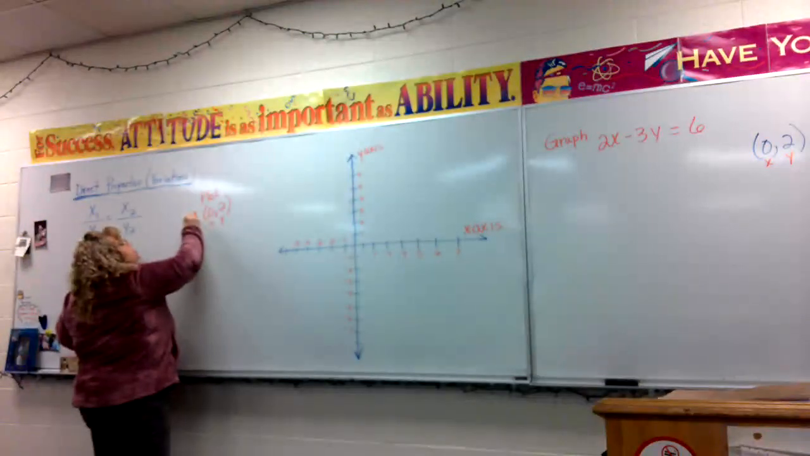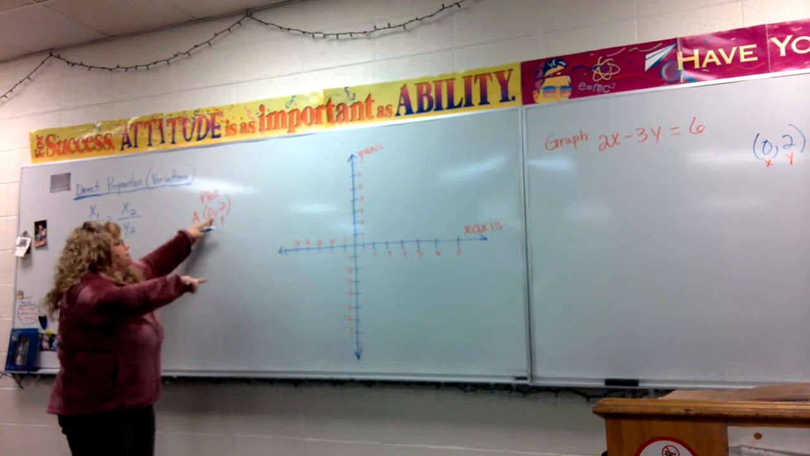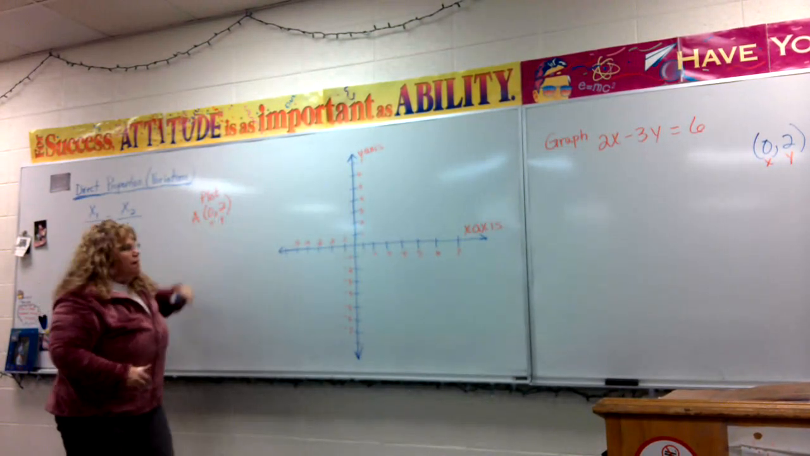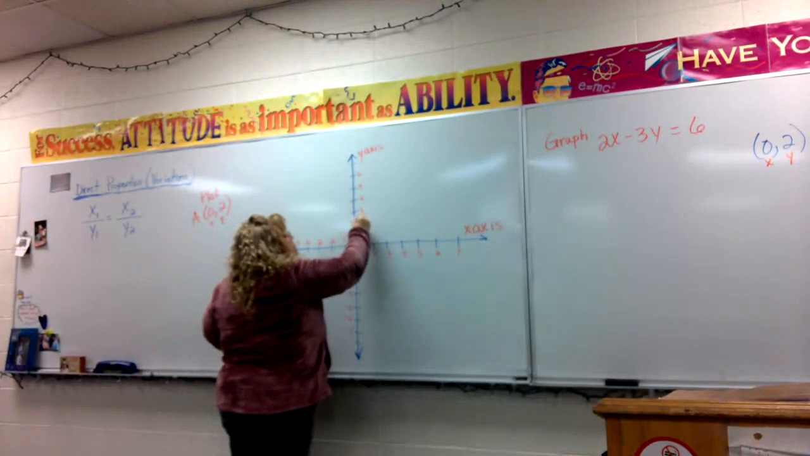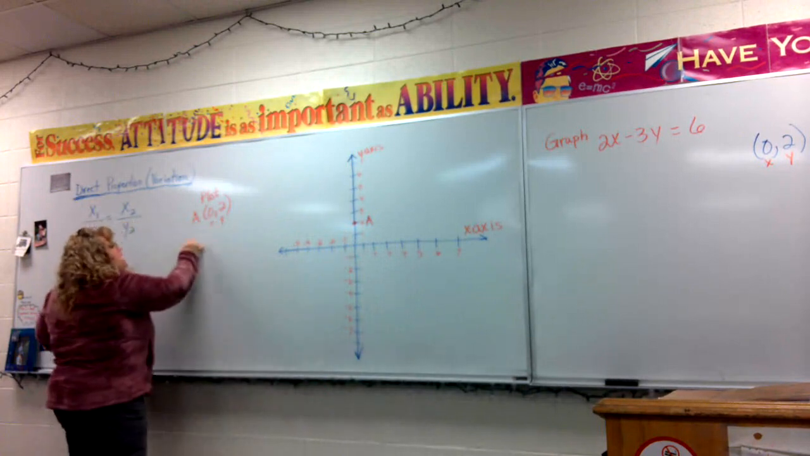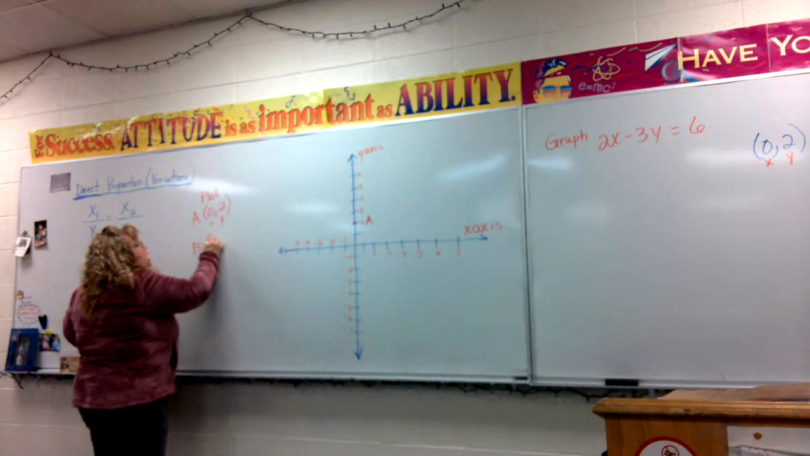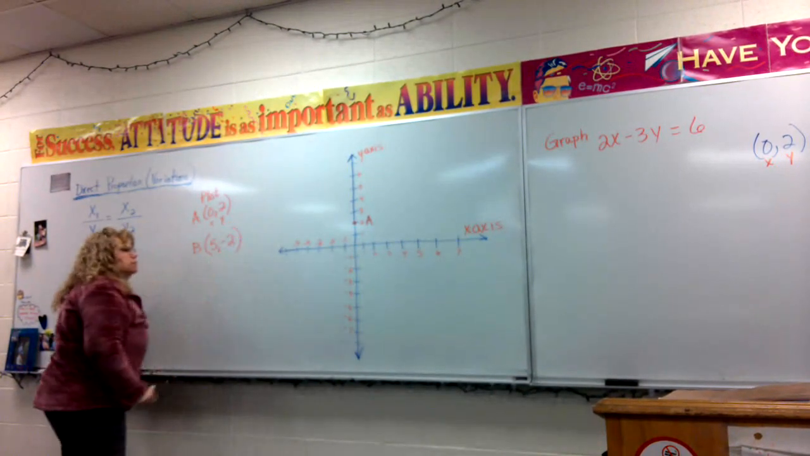So where would (0, 2) be? 0 right or left, and then 2 up. So 0 right or left, and 2 up right there. That's point A. If I ask you to plot point B, let's do, how about (5, -2).